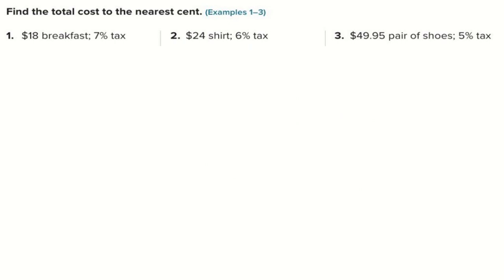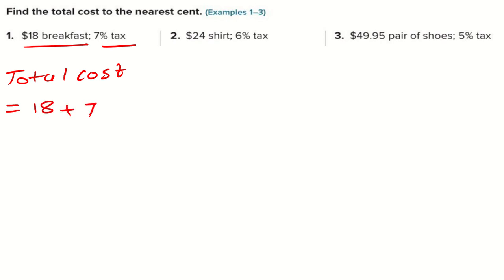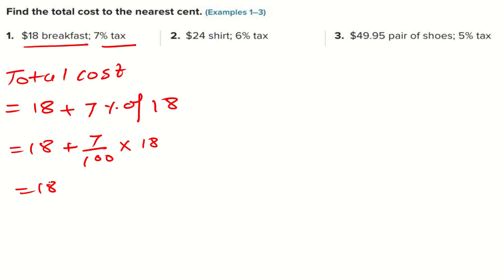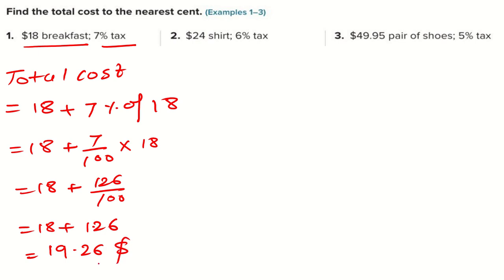Now next question can be: find the total cost to the nearest cent. Okay, I am doing just one question here. $18 is the breakfast and 7% is the tax. So it is like we go in a cafeteria and we pay the tax also. So total cost is equal to $18 fixed plus 7% of 18. So it will be 18 plus 7 divided by 100 times 18. So it will be 18 plus 18 times 7, 126 I guess. 126 divided by 100. So it will be 18 plus 1.26 because we are dividing by 100. So 2 decimal places. So it is $19.26. Okay. Like this you can finish the question.